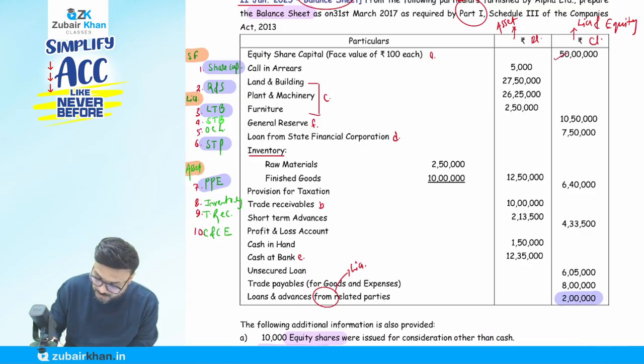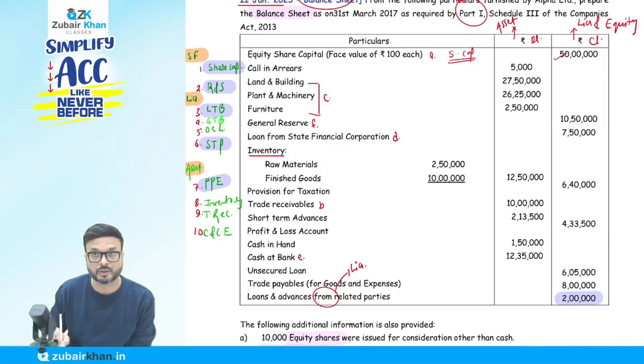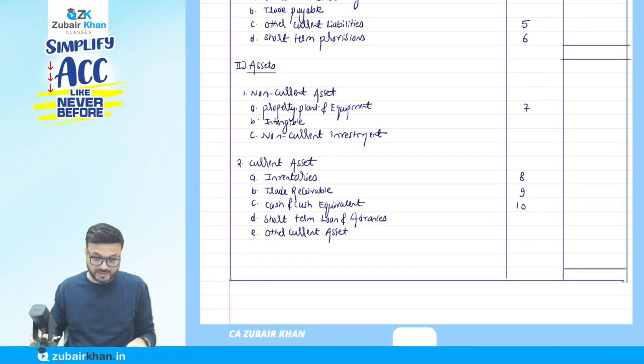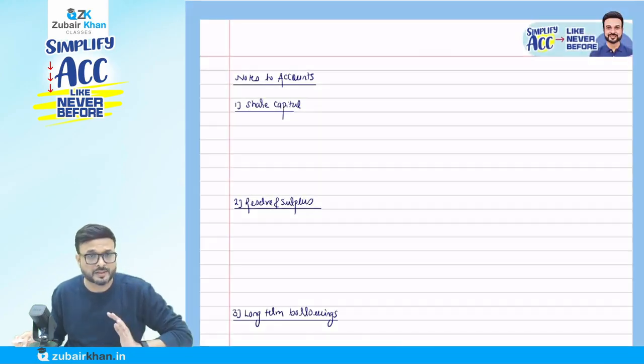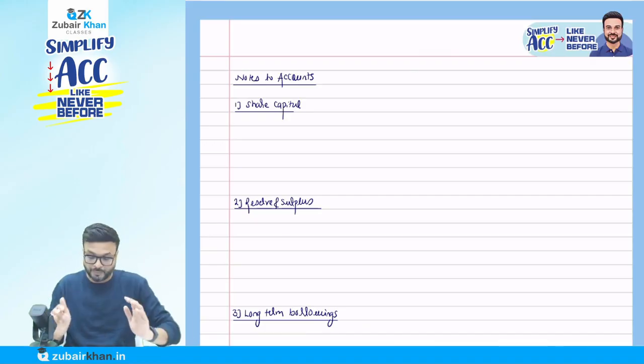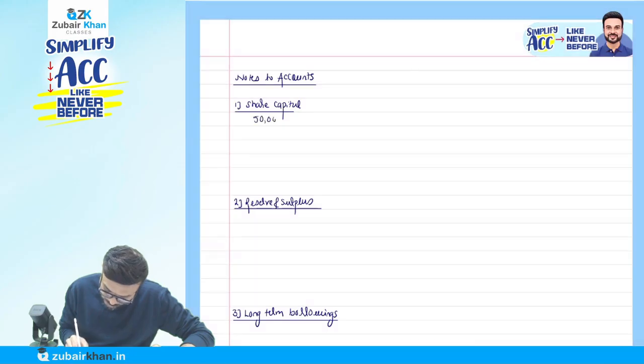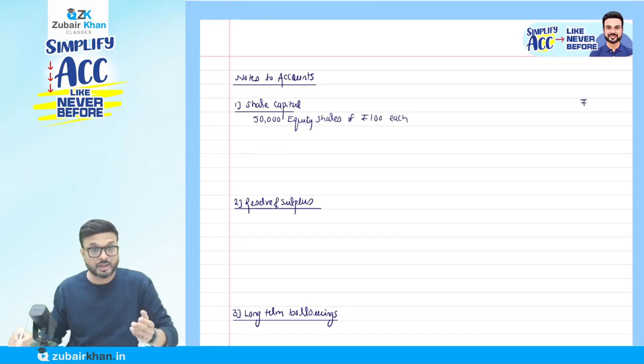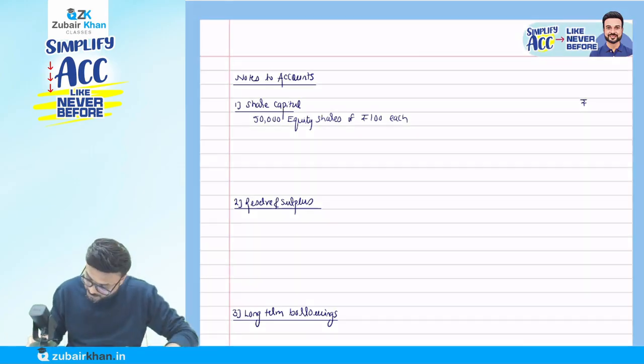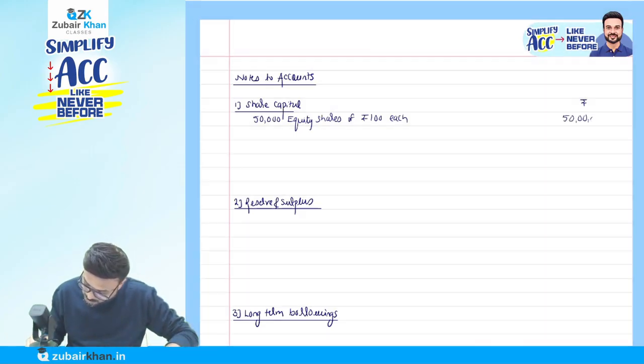So where will it come? It will come in share capital. Go to share capital, write down there. As they have not given the authorized capital to us, we'll not write down authorized capital. If they give us, then we will write it down. So write down here 50,000 equity shares of rupees 100 each. That is your 50 lakhs.